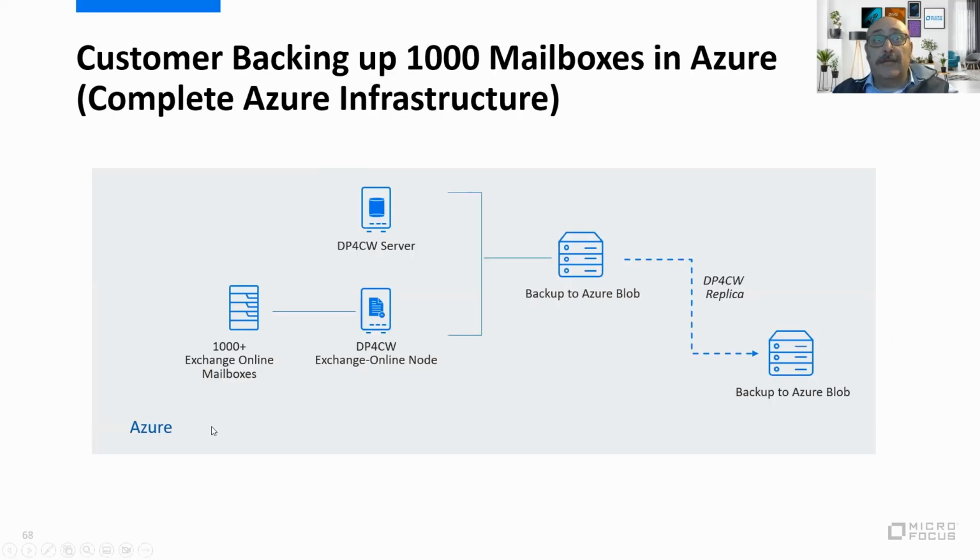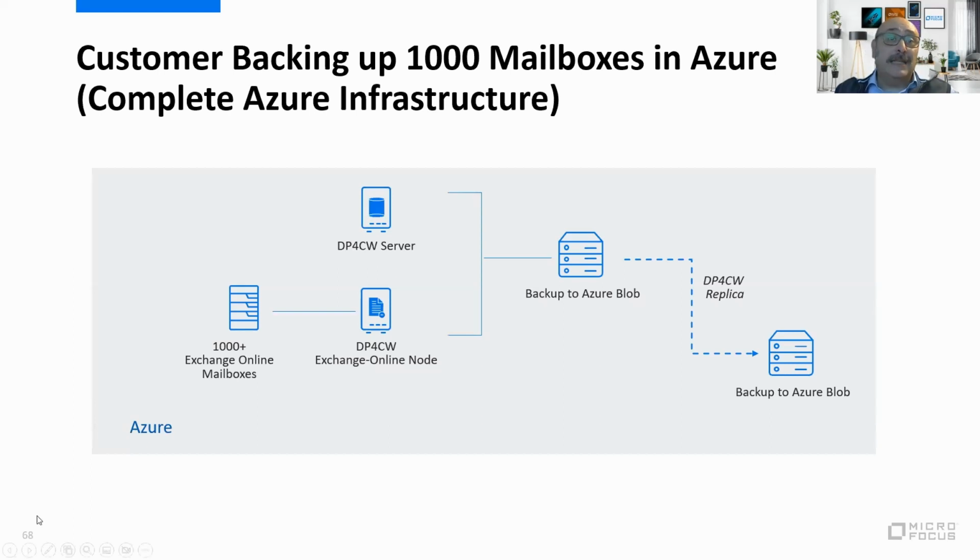Okay, so this is just an example of a customer using Data Protector for cloud workloads in Azure. It is a small customer, more or less 1,000 online mailboxes. You have to know that if you have a customer that has a premium license, they are allowed to back up their online mailboxes with Data Protector for Cloud Workloads. They don't need to add any additional license. It is included in DP Premium already.